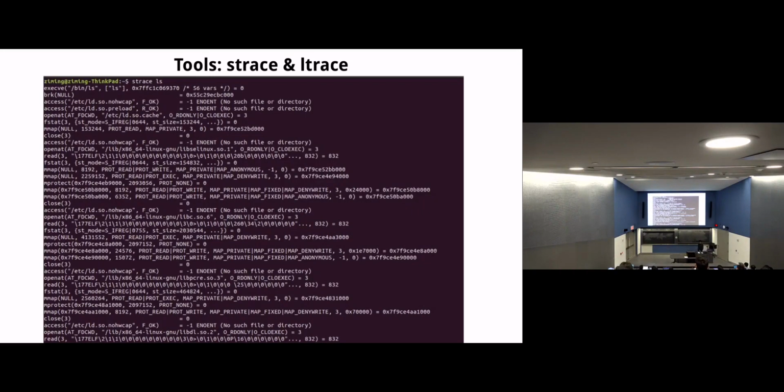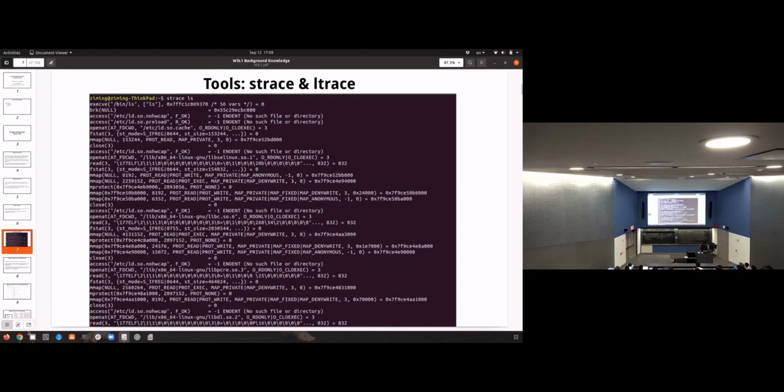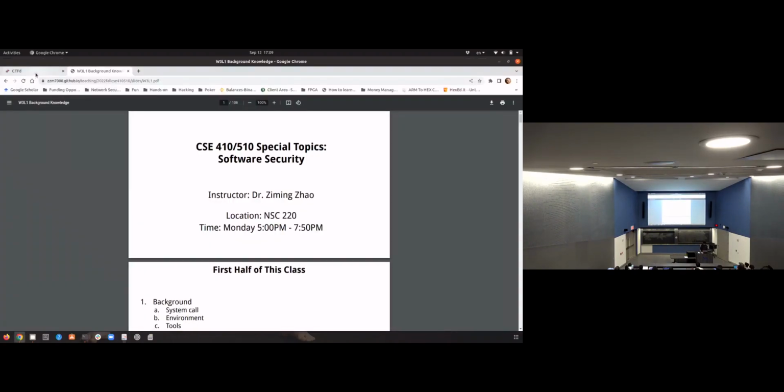There is a tool we can use to trace what system calls a process is making. That tool is called strace. It's very easy to use. Just strace the program you are using, then you can trace the system calls it makes. So let's go to our platform.